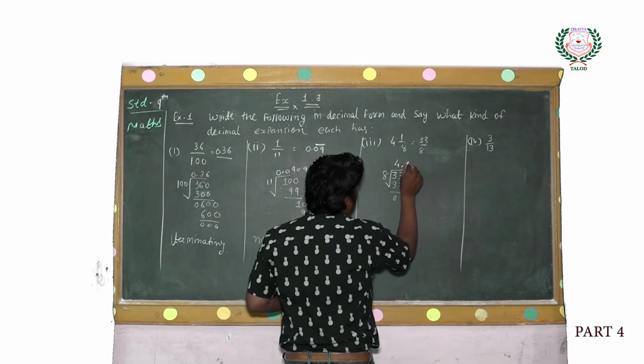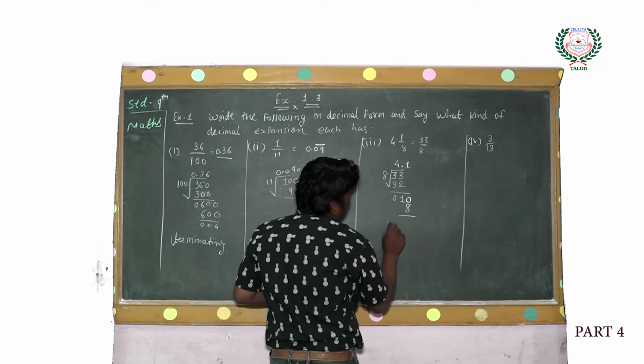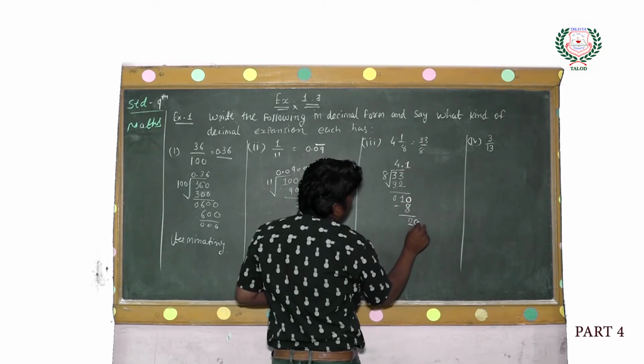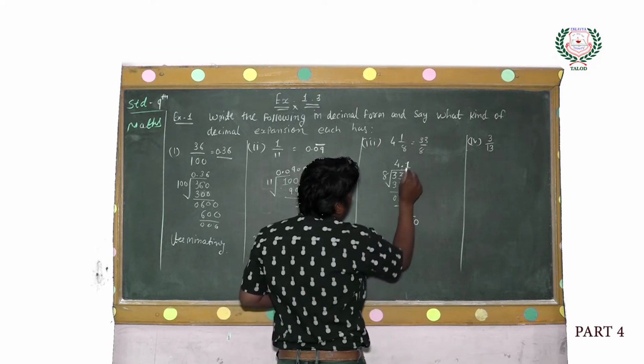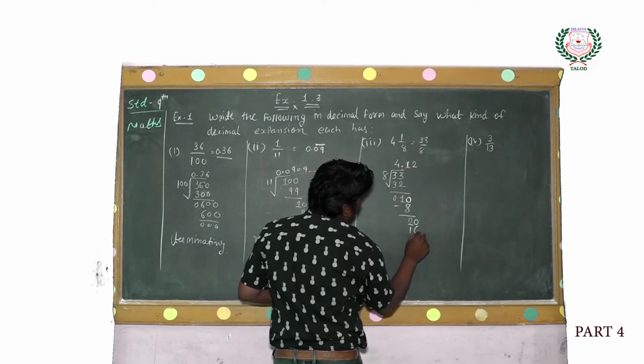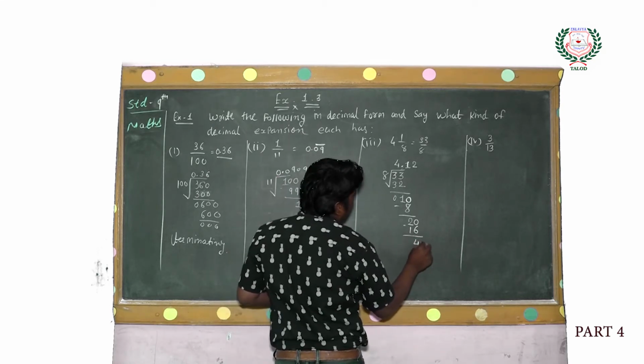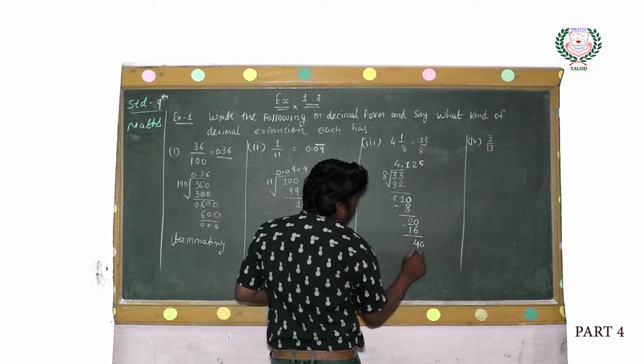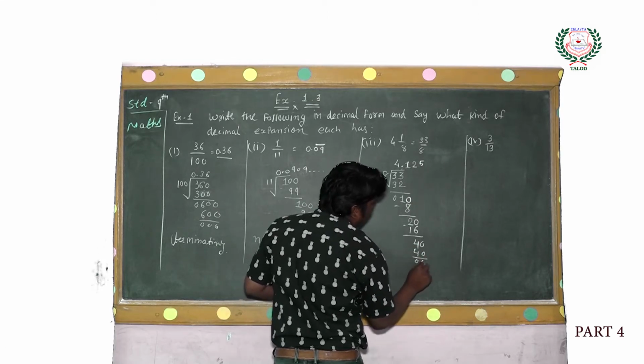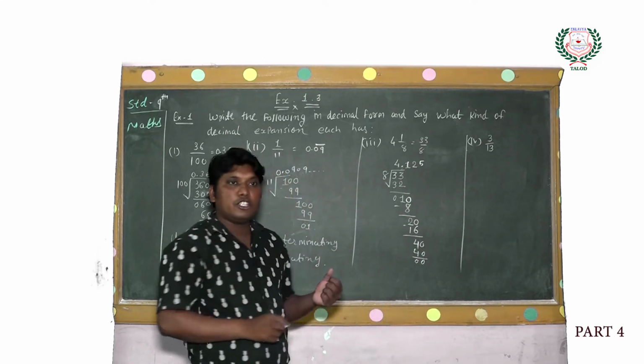What happened? 8 ones are 8. Minus them. Once again put here 0. And 8 twos are 16. 8 twos are 16, so 4 we get here. And once again 0. So what happened? 8 fives are 40. And here we get remainder 0.